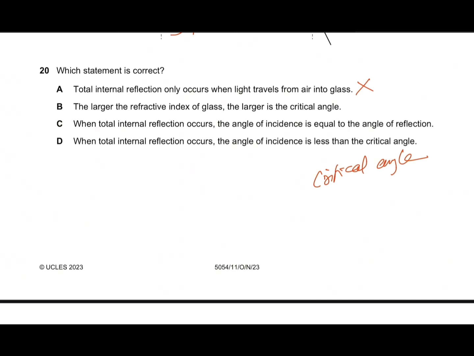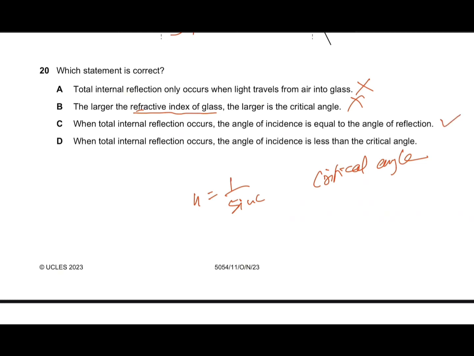The larger the refractive index of the glass, the larger is the critical angle. Okay, not necessarily. Refractive index has something to do with the critical angle, as we know that n equals 1 by sine c. But then again, we can never say that if it's larger, then the larger will be the critical angle. So we have to rule this out. When total internal reflection occurs, the angle of incidence is equal to the angle of reflection. Okay, that's a possibility. Let's keep it for now.